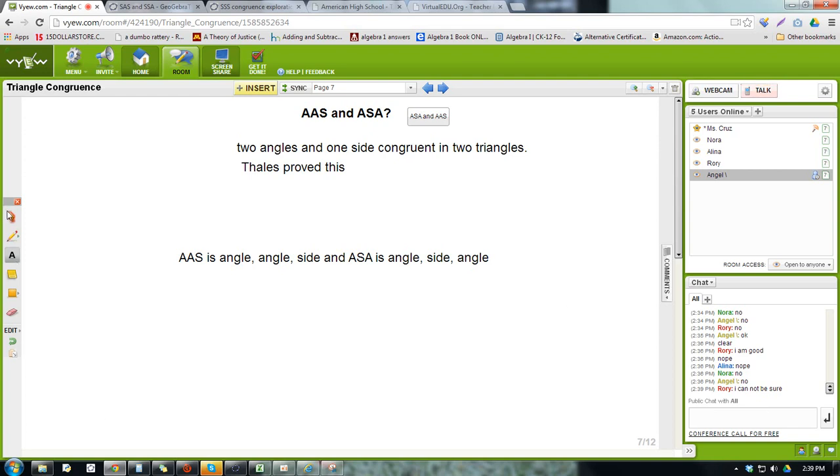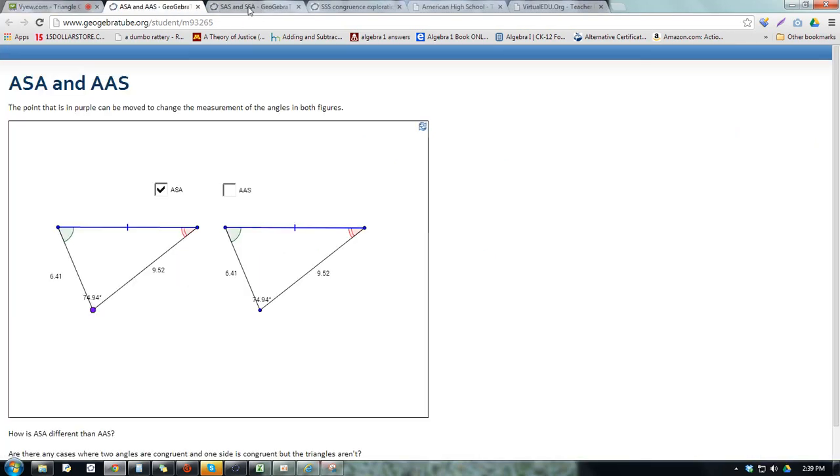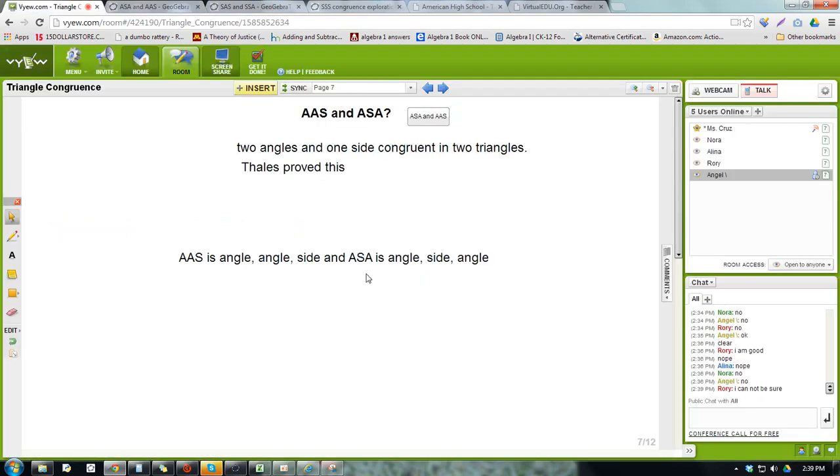Okay, so I guess we can find out. Go ahead and press on the button for ASA and AAS. You should see a page with two triangles like before. Once you have that open, go ahead and raise your hand once you see the two triangles.